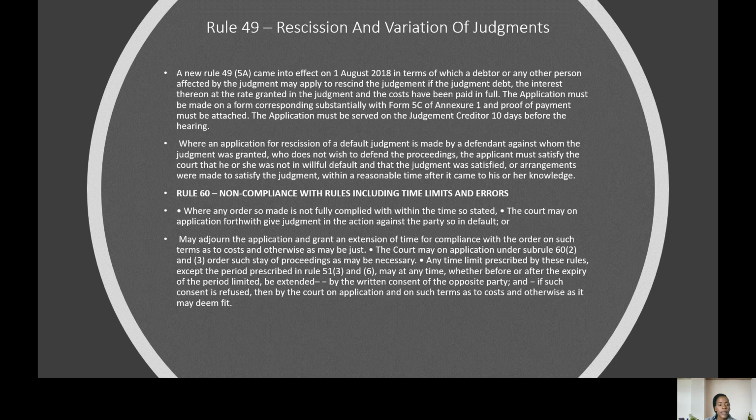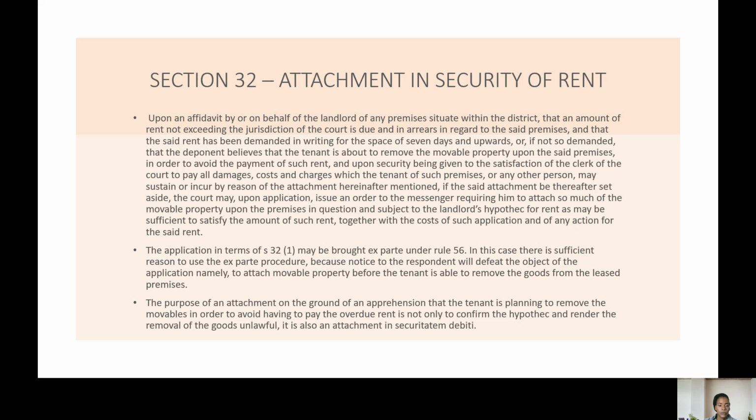The court may, on application under sub-rule 60, sections 2 and 3, order such stay of proceedings as may be necessary. Any time limit prescribed by these rules, except the period prescribed in Rule 51, sections 3 and 6, may at any time, whether before or after the expiry of the period limited, be extended by written consent of the opposite party. And if such consent is refused, then by the court on application and on such terms as the court deems fit.